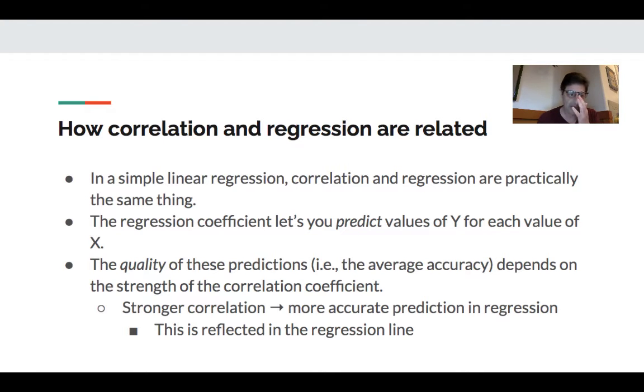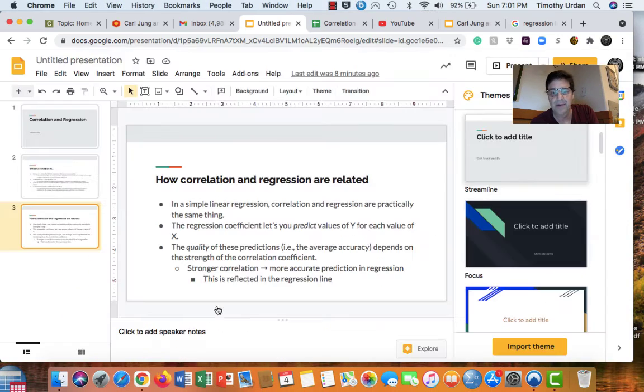When the two variables are really strongly correlated, then if I know somebody's weight, I can predict their height pretty accurately. But if those two variables are not strongly correlated, then my predictions will not be very accurate. And the thing that shows the quality of the predictions is the regression line and where it goes through a scatter plot. So I'm going to show you what that looks like now. Switch over to this real quick.